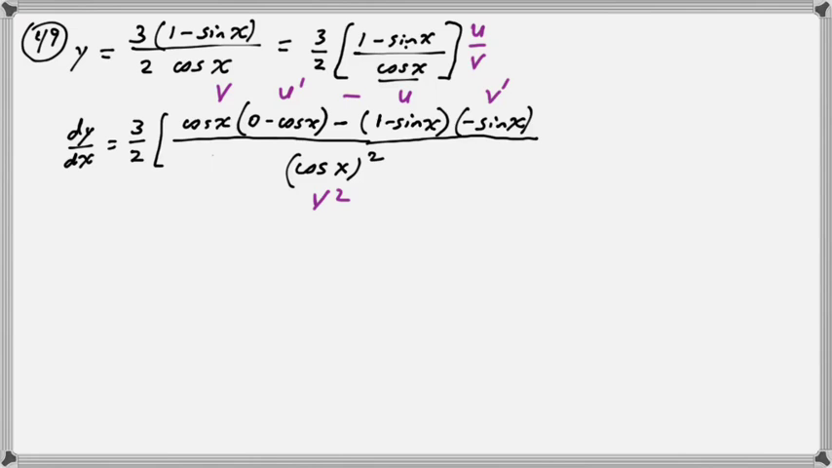Anyway, you'll clean this up a little bit. This is a negative cosine squared of x. And I think if I was to take this minus and this minus, I could make it a plus. Well, now I'm going to distribute. What is sine times 1? Sine. And what's sine times sine? Sine squared.